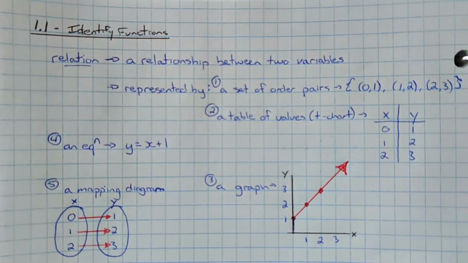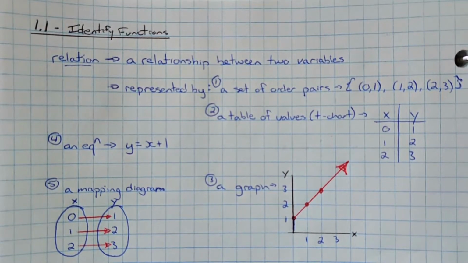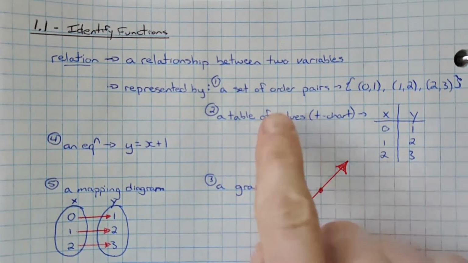So for this first lesson here, we're going to take a look at this concept of identifying functions and what's a function. So we've looked at relationships before. A relationship or relation is just a connection between two variables. Relations are represented by either a set of ordered pairs.